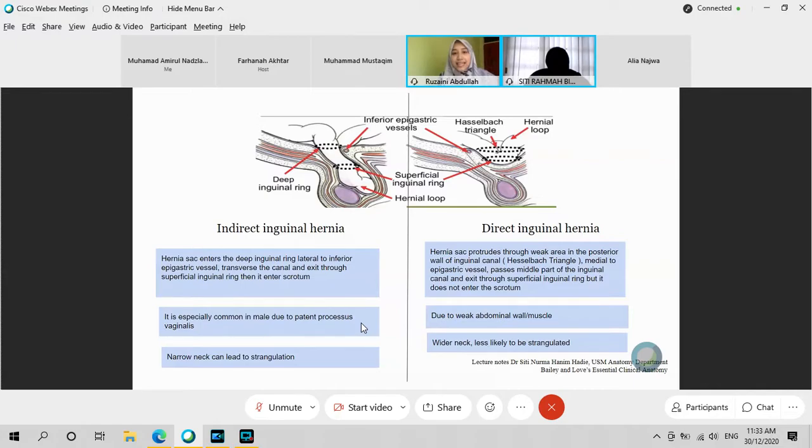Talking about inguinal hernia, there are two types, which are direct inguinal hernia and indirect inguinal hernia. For indirect inguinal hernia, everyone needs to understand the anatomy of the inguinal canal. I'm just going to read this. The indirect inguinal hernia means the hernia sac enters the deep inguinal ring, which I hope everyone knows, and it is lateral to the inferior epigastric vessels. It traverses the canal, exits through the superficial inguinal ring, and enters the scrotum. I'm just going to read it.